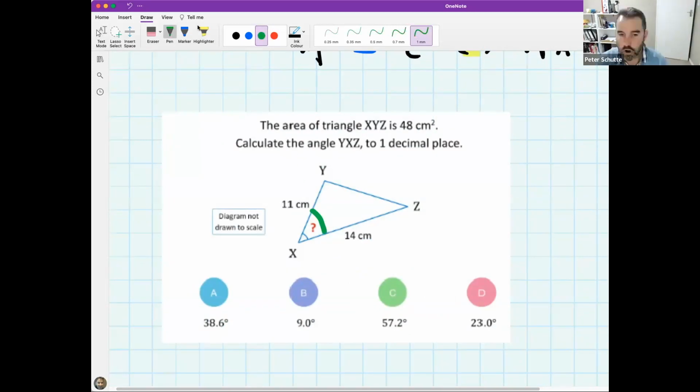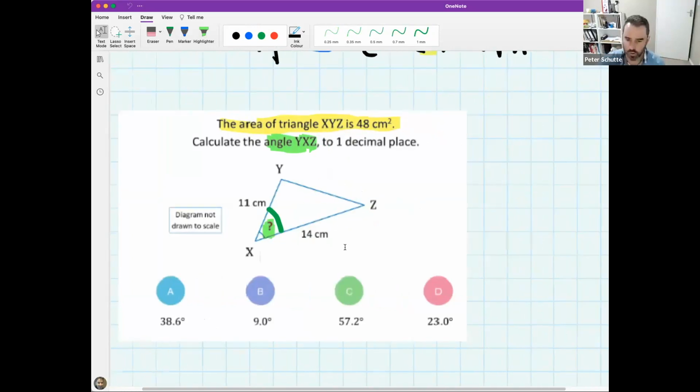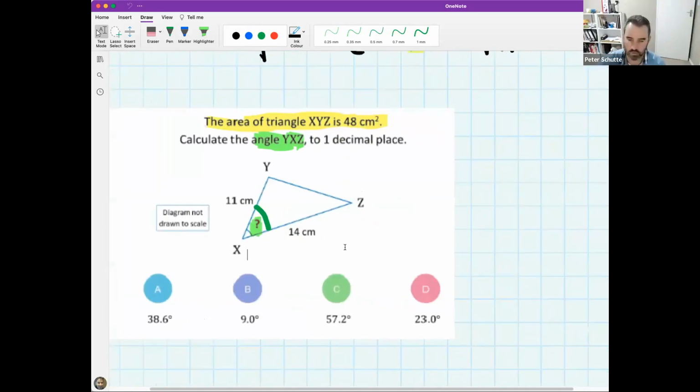Well, let's read the question. The area of a triangle is actually given to us. They want to know what is the angle YXZ, or basically this angle down here. So it's a little bit different, but it feels like it's from the same type of question. Who has some ideas about where we might start with this question? Where would you start by trying to do this question?